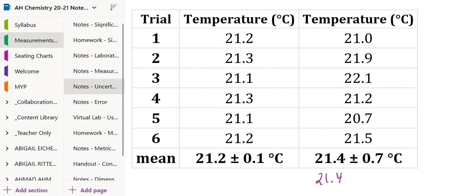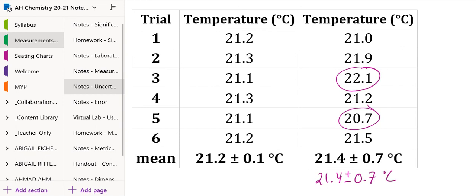And then we got to figure out our range. So what's our biggest measured value? 22.1. So 22.1 minus, what's our smallest? 20.7. And then divide by 2. And what do we get for the range, or the uncertainty? 7. And then our unit at the end.